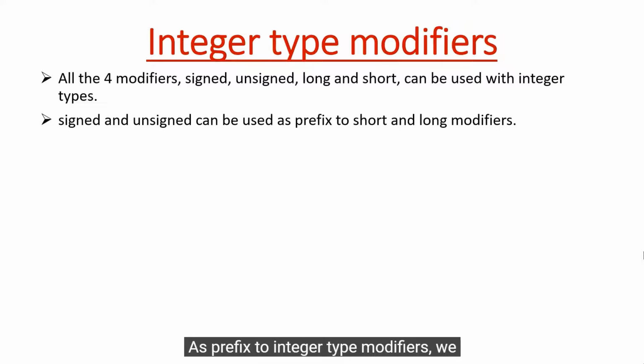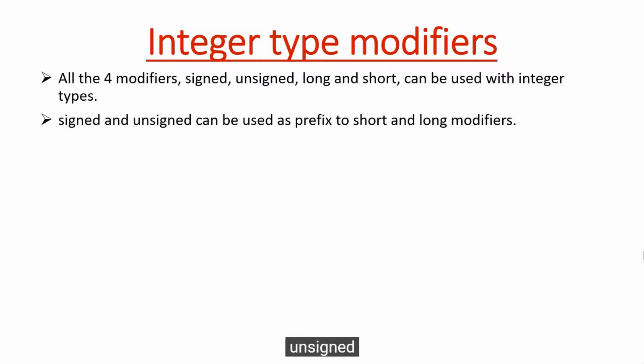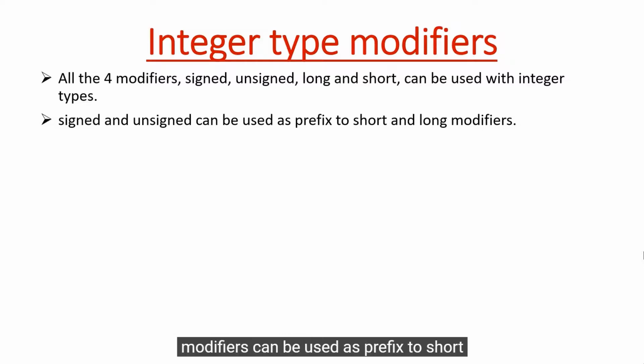As a prefix to integer, we have these four modifiers, and all four of these modifiers can be used as a prefix to integer. And the second point is, again, signed and unsigned modifiers can be used as a prefix to short and long modifiers.